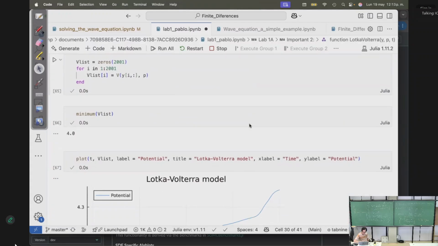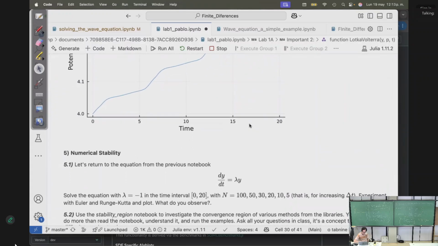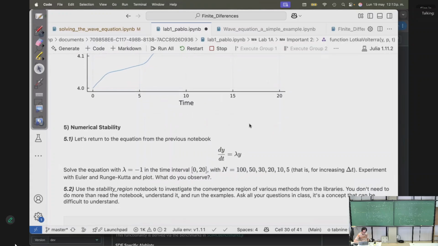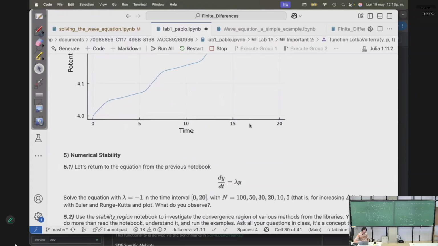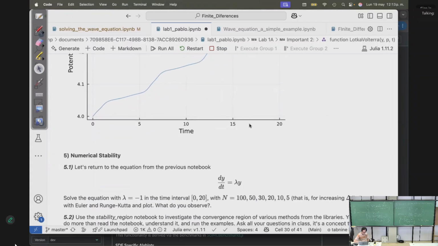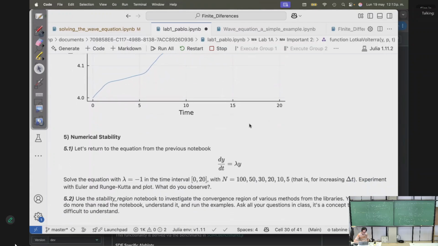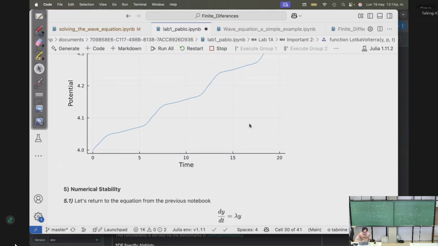Does anybody need help plotting in Julia in general? Okay, so there are no questions.